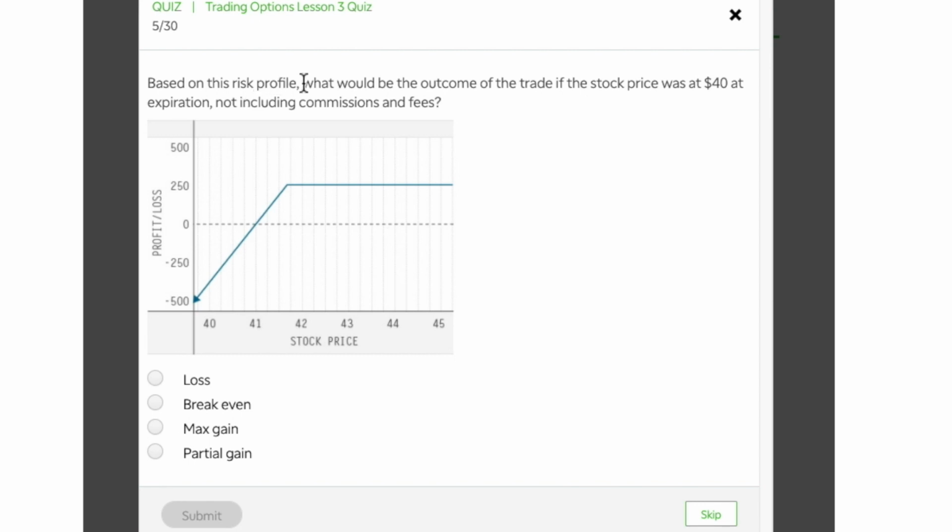Based on this risk profile, what would be the outcome of the trade if the stock price was at $40 at expiration, not including commissions and fees? So we'll look at this. If it's at $40, we're at a loss. This is definitely in the negatives. So it's not break even, it's not max gain, it's not partial gain, it's a loss.